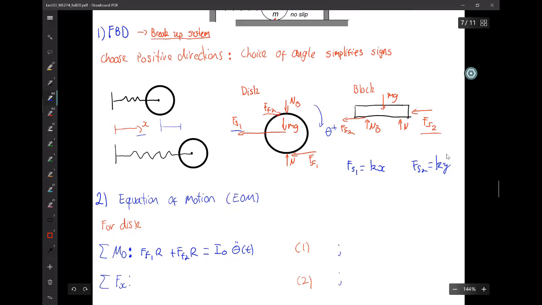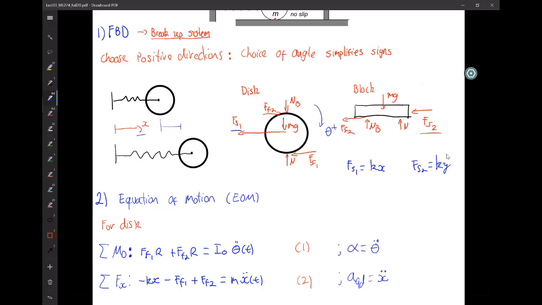Now the forces in x, we have negative kx, negative friction force 1, positive friction force 2, and this needs to be equal to the mass times x double dot. Those are implied there, all right?